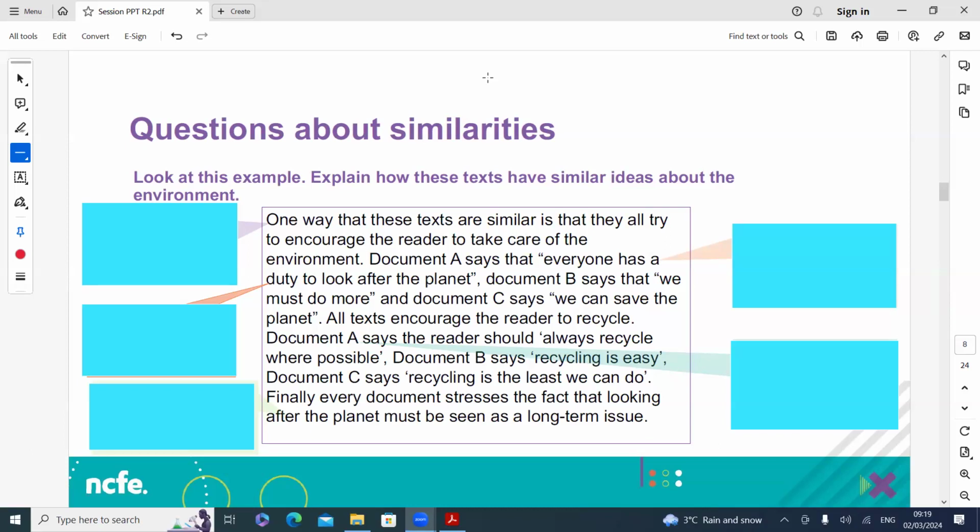So what has this person used in their answer? What have they done to make sure the examiner knows that they understand what the similarities are? And what have they done to back up what they are saying about each document? What have they included?